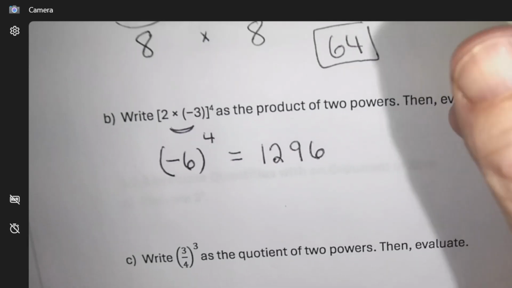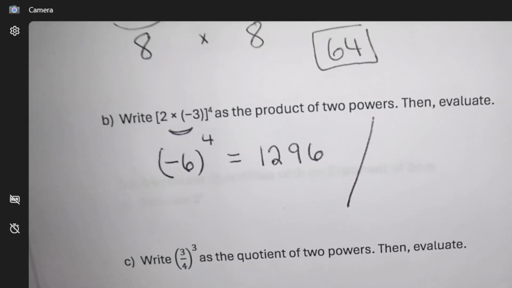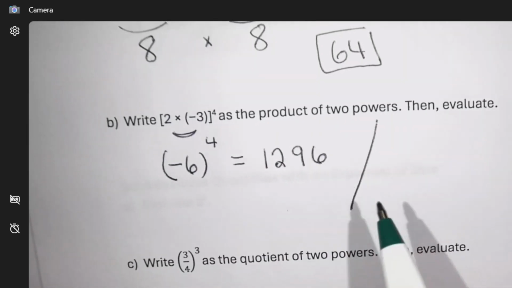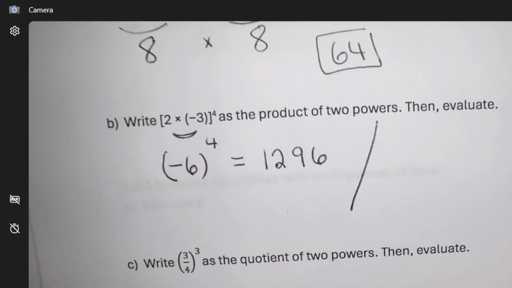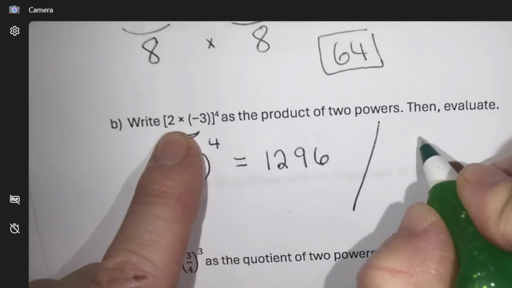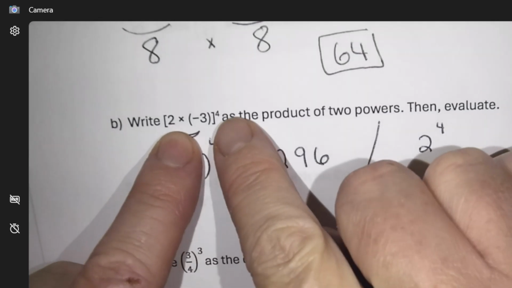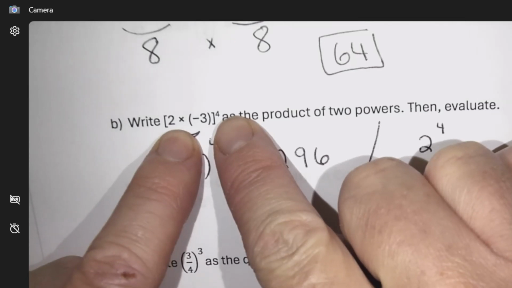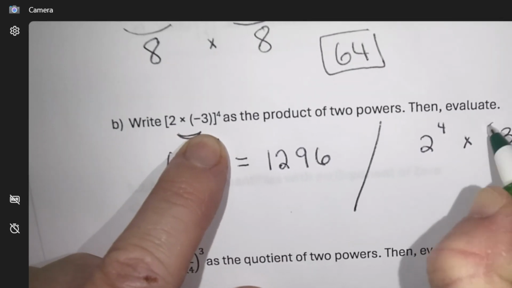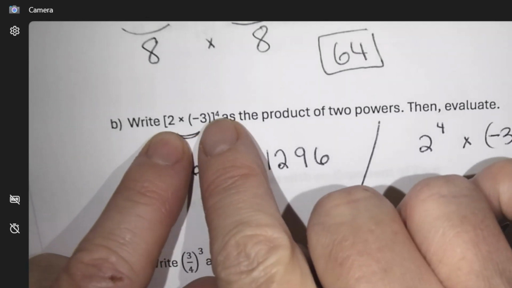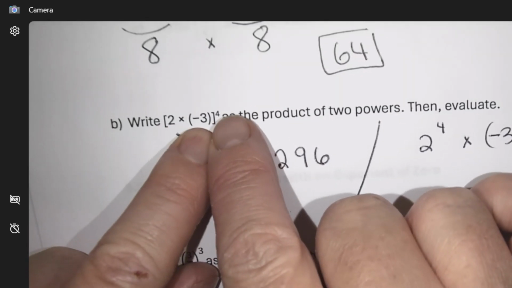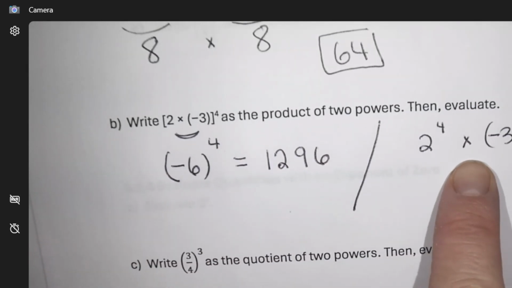Okay, I'm now going to show you another way, because this is the way it tells us to do. Write it as a product of 2 powers. So we are going to separate them as 2 powers. The first power is going to be 2 to the 4th times -3 to the 4th. Do you see what I did? 2 to the 4th and the -3 to the 4th, and then I'm going to multiply them.